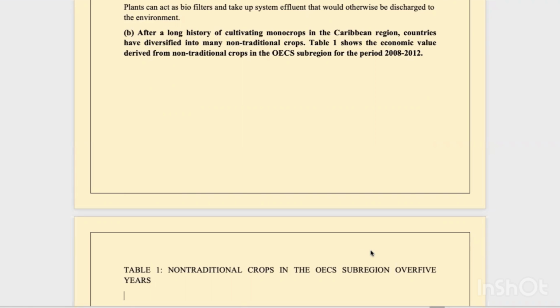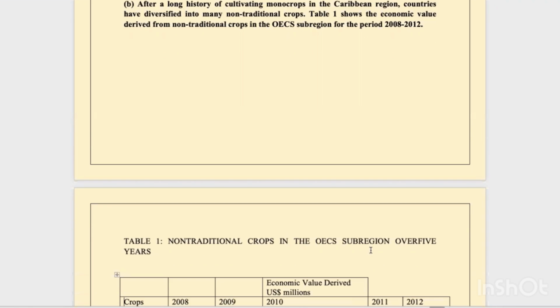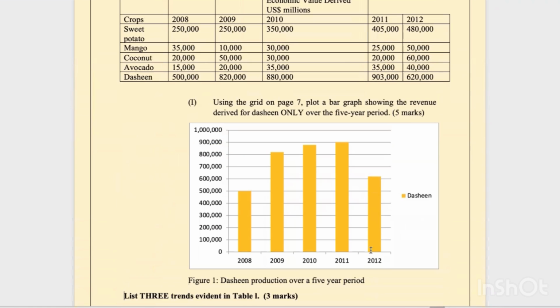After a long history cultivating monocrops in the Caribbean region, countries have diversified into many non-traditional crops. Table 1 shows the economic value derived from non-traditional crops in the Organization of Eastern Caribbean States sub-region for the period 2008 to 2012. So let us take a look at Table 1 here.